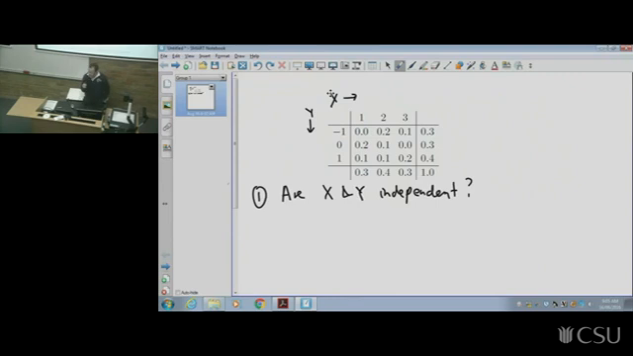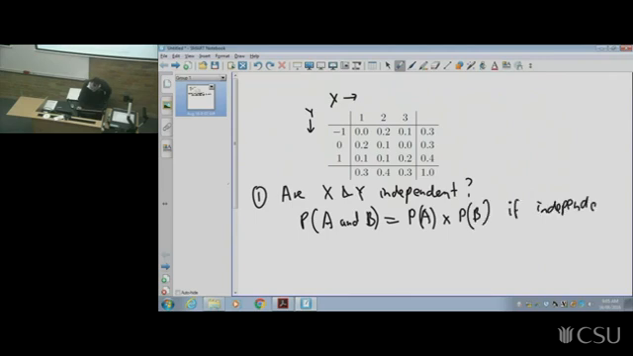The easiest way to check is the main rule. If you remember, the probability of A and B equals the product of the two probabilities if they're independent, precisely when they're independent. That's a mathematical definition of independence, so we can check that out.